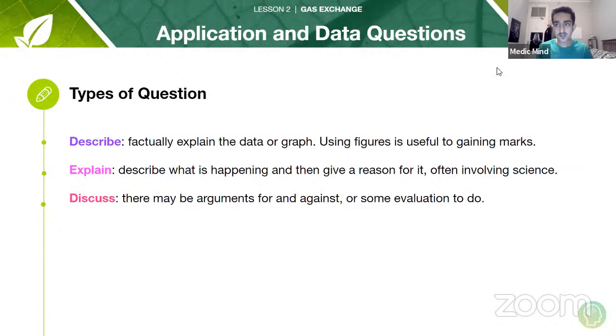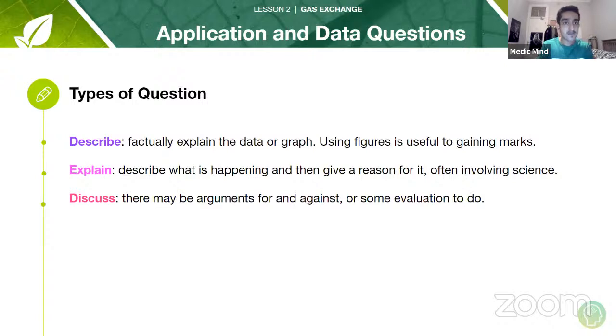And your different types of questions. So when they're asking you to describe something, what they're asking you to do is basically tell them what's going on. So use figures, but tell them explicitly what's going on in this graph. Don't explain. Explaining is why is it going on? So why is this trend the trend that we see?